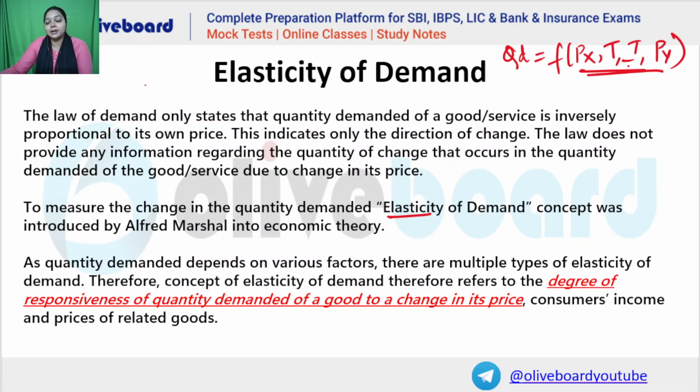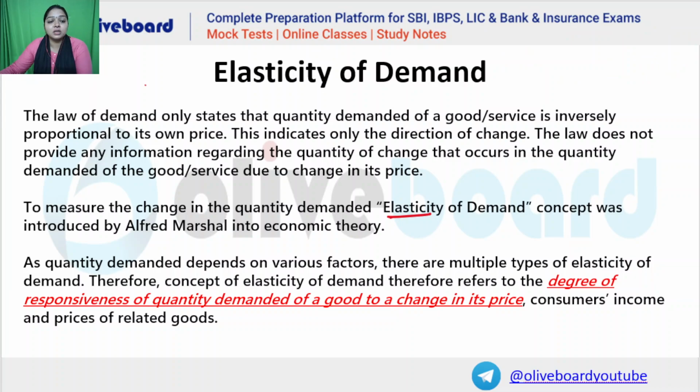Similarly, elasticity is of different types depending on what factor we are studying, right? If you study elasticity with respect to price, it becomes price elasticity. If you study elasticity with respect to income, it becomes income elasticity. If you study elasticity with respect to prices of other related commodities like substitutes or complements of this particular commodity, then it becomes cross elasticity, right? We will do that in the further slides and lectures.